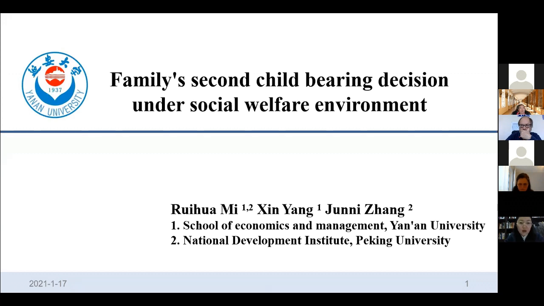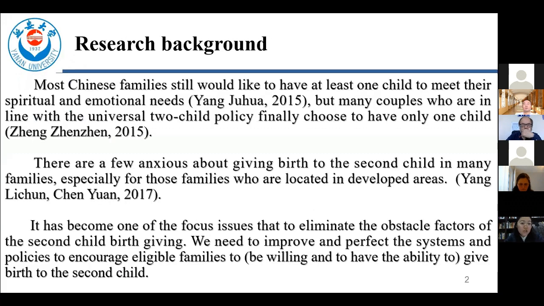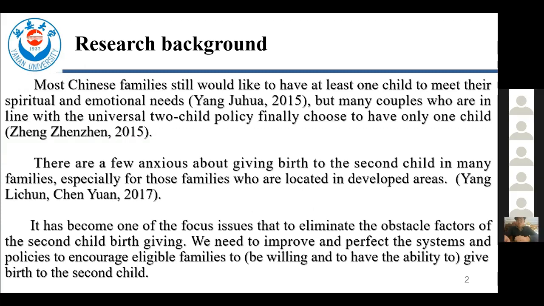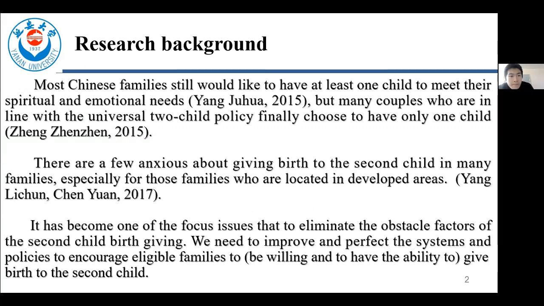So we know that most Chinese families still would like to have at least one child to meet their spiritual and emotional needs. But when it comes to whether to have the second child, families may fall into hesitation. So it has become one of the focus issues to eliminate the obstacle factors of the second child birth given.